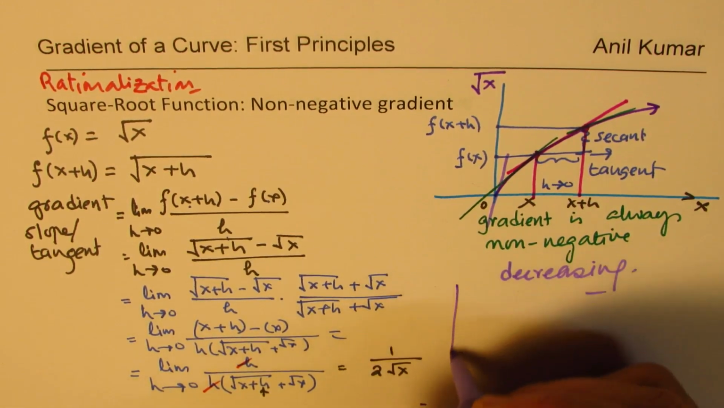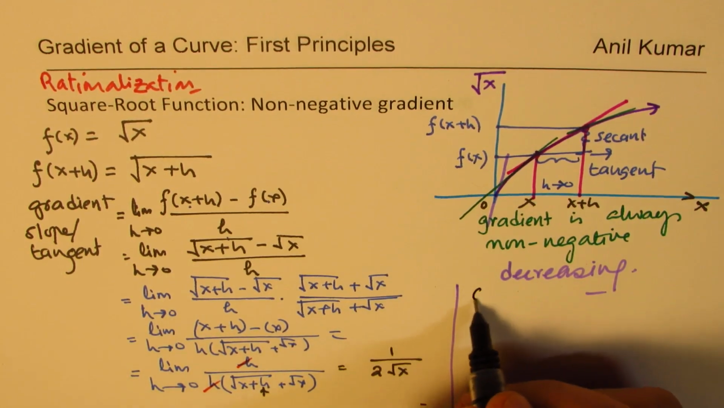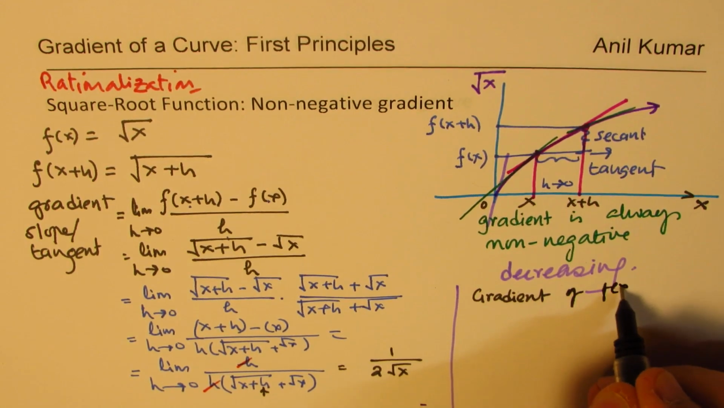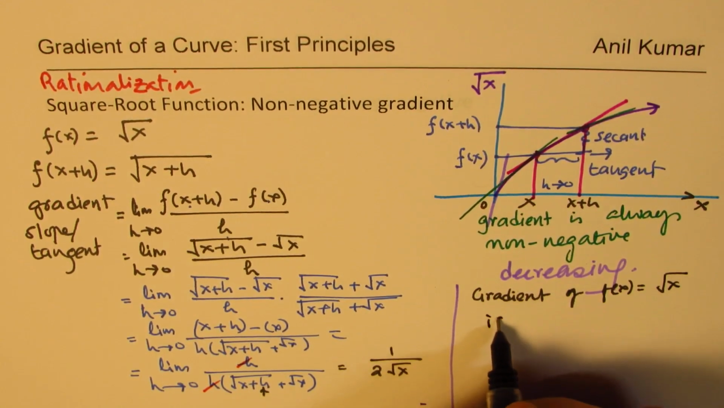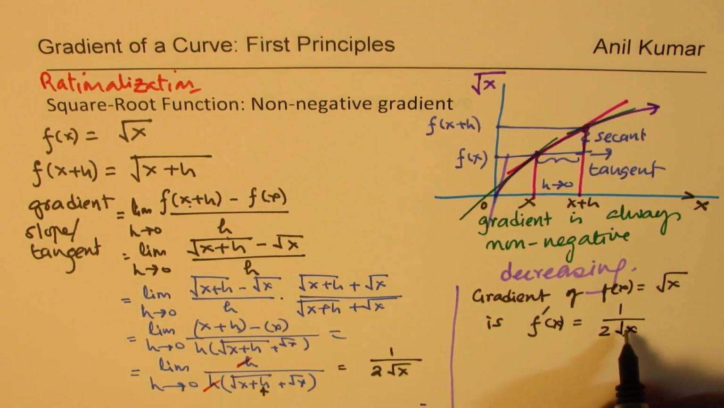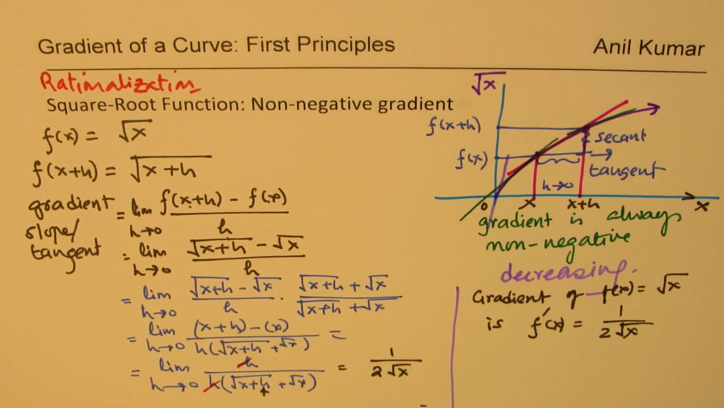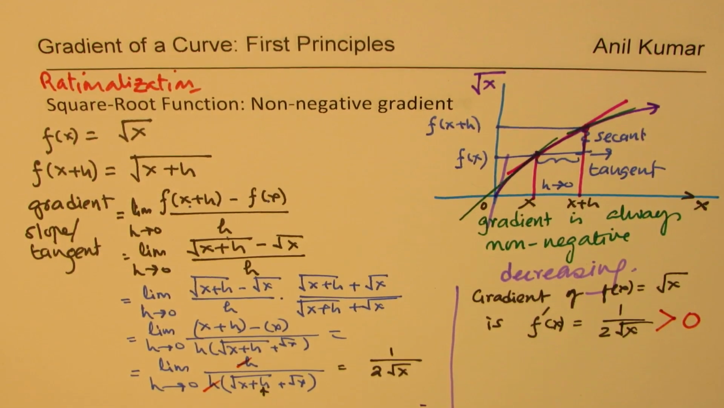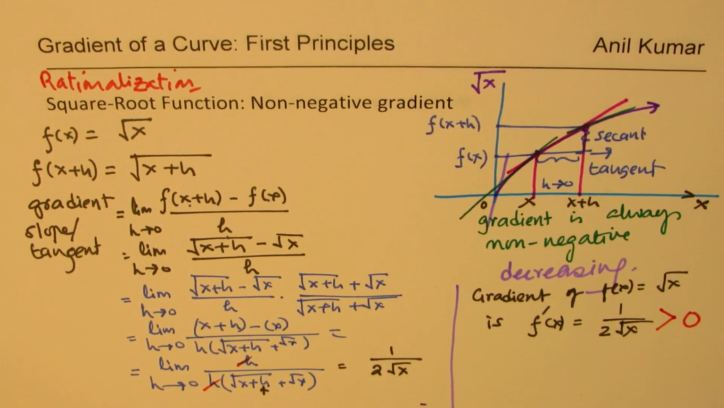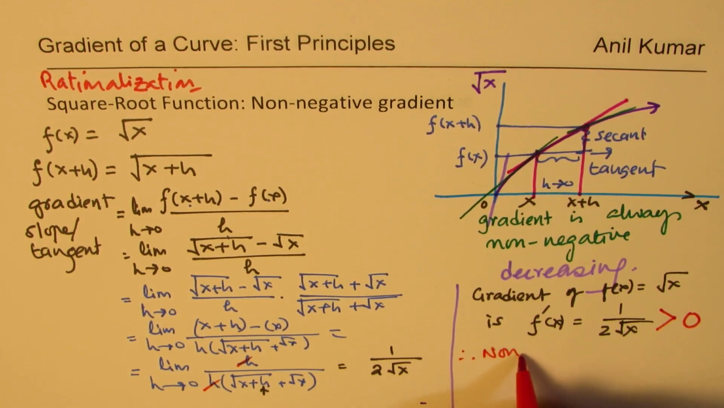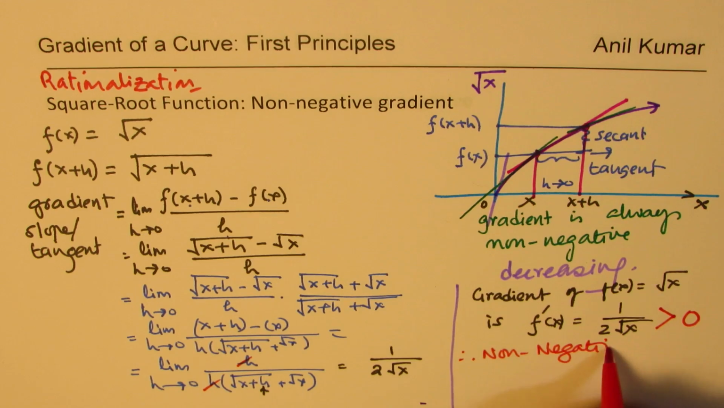Perfect. So we can now say that the gradient of f of x equals square root of x is f dash x equals 1 over 2 square root of x. Now this is always positive. Square root is always positive, right? So we know from here this is always greater than 0. Do you see that? It is always greater than 0. Perfect. So we say, well, gradient is non-negative. Therefore, non-negative. Is that clear to you, right?